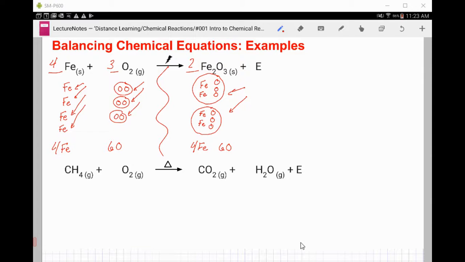If I do the same thing for the second one, there's a trick to these ones. If you're able to recognize that there's carbon and hydrogen, and it produces carbon dioxide and water, the trick is to always do the carbons first and then the hydrogens second. If you don't remember that, you can do it in any order, but it's just easier if you are able to recognize and practice doing that.